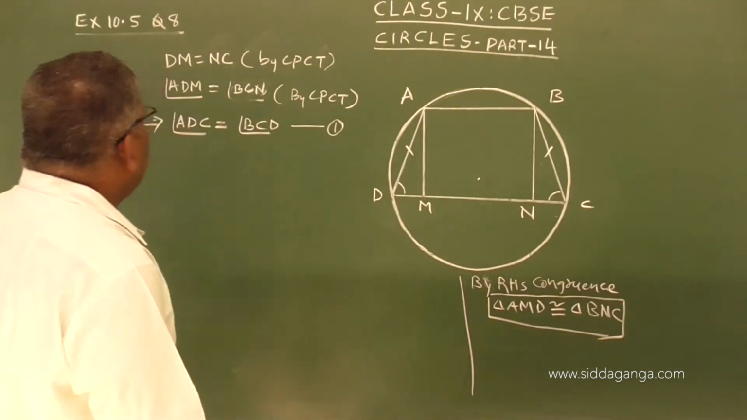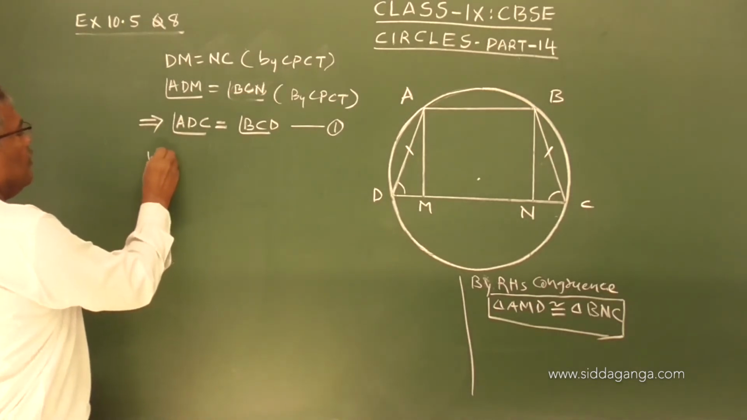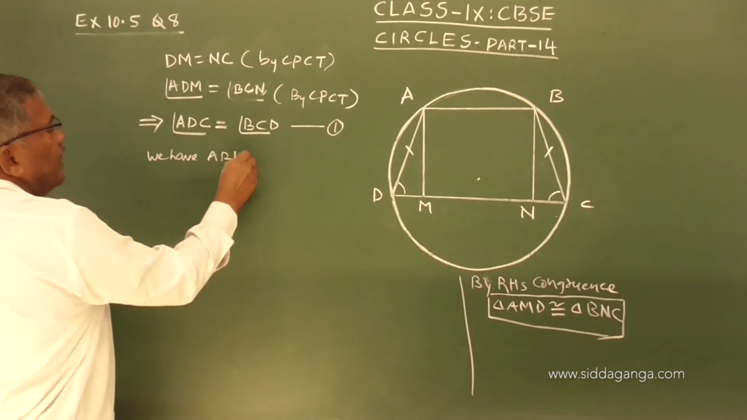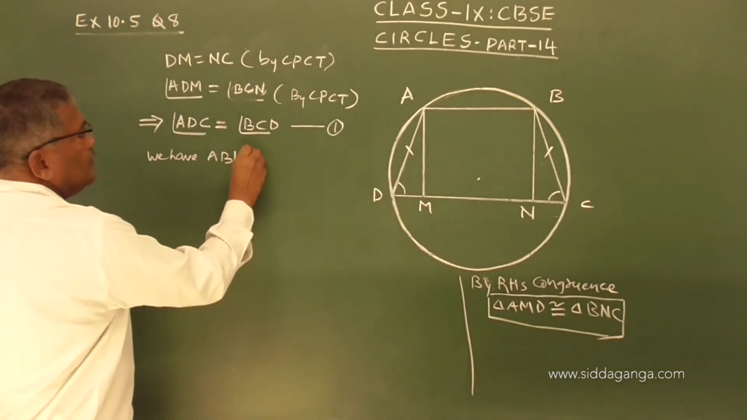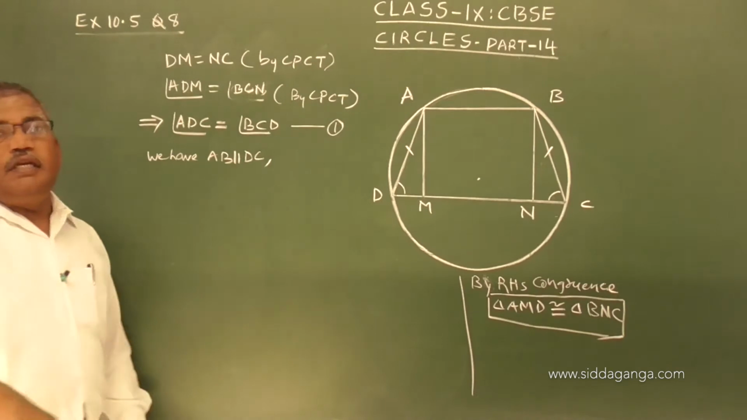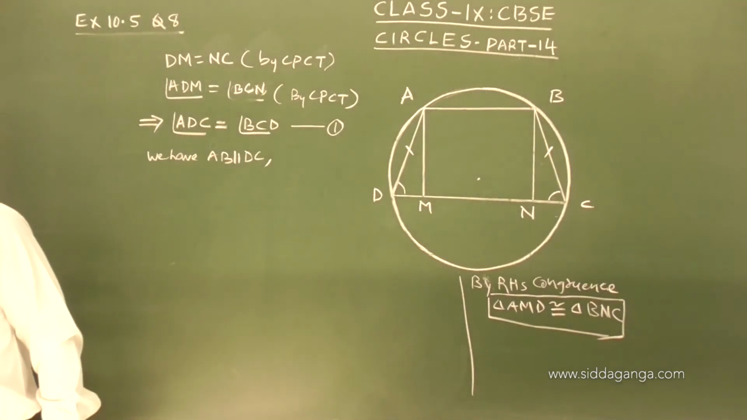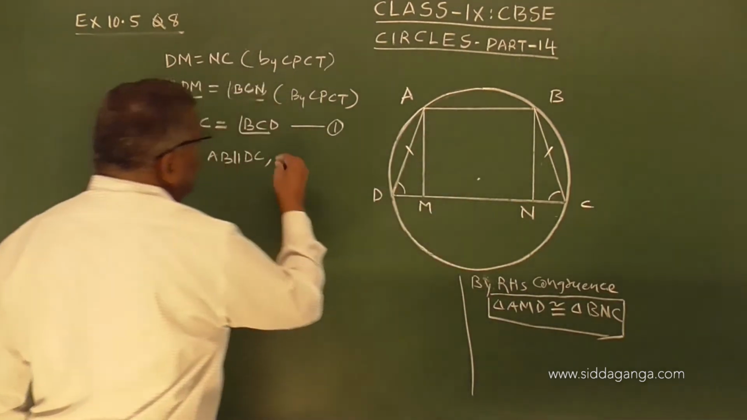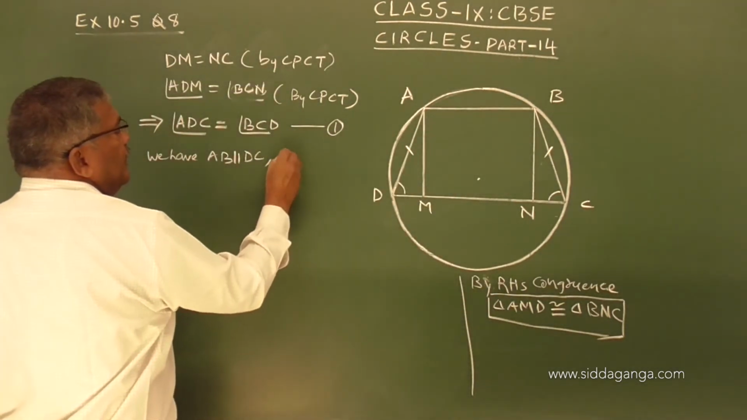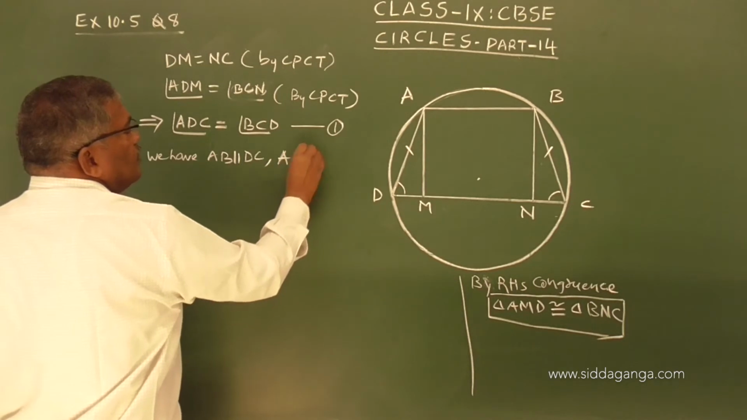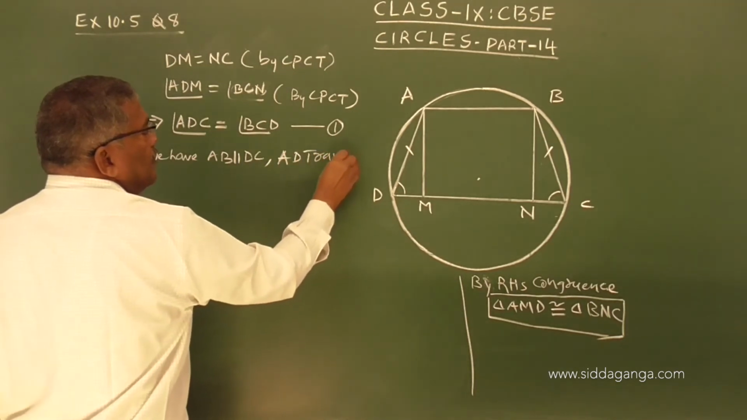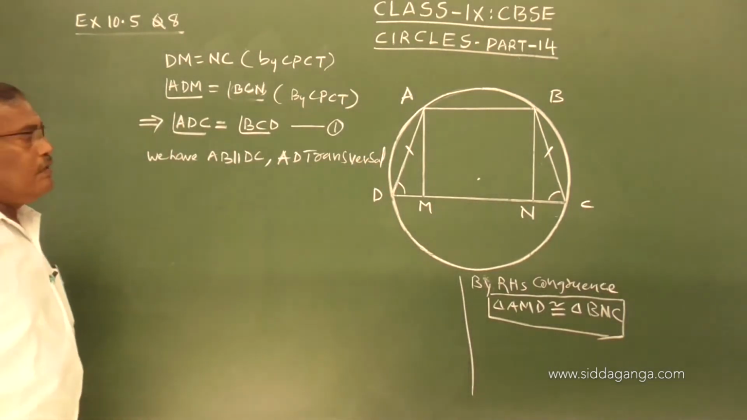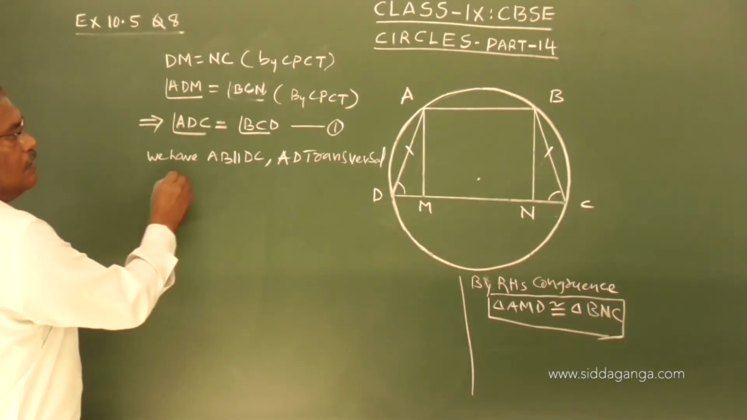Now observe, we have AB parallel to DC. So consider this is parallel to this. Consider AD transversal. AD transversal. So therefore what happens?